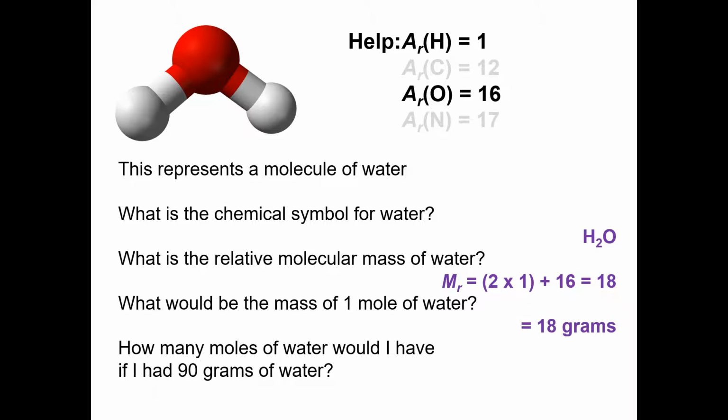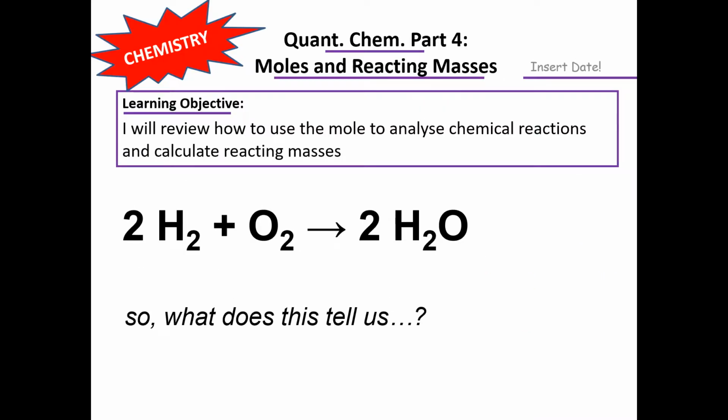How many moles would I have if I had 90 grams of water? Shout out the answer. Great. The answer, therefore, is simply 5 moles, or 5 mol. That's our abbreviation. We're dividing the total mass, 90, by the relative formula or relative molecular mass, which is 18. We would have 5 moles. Excellent.